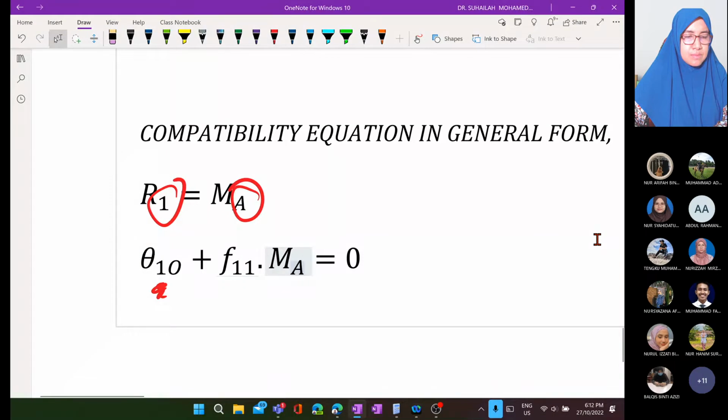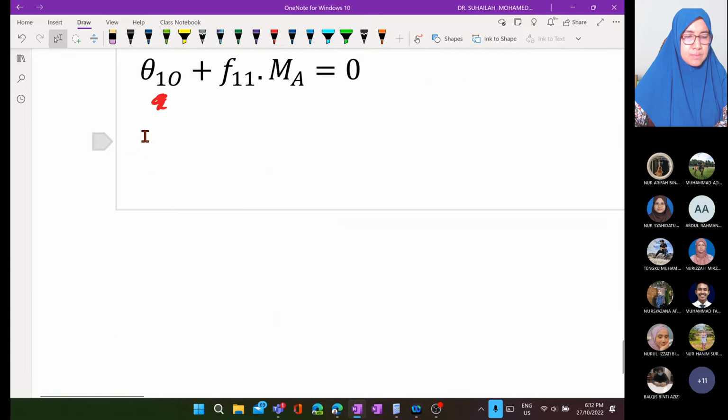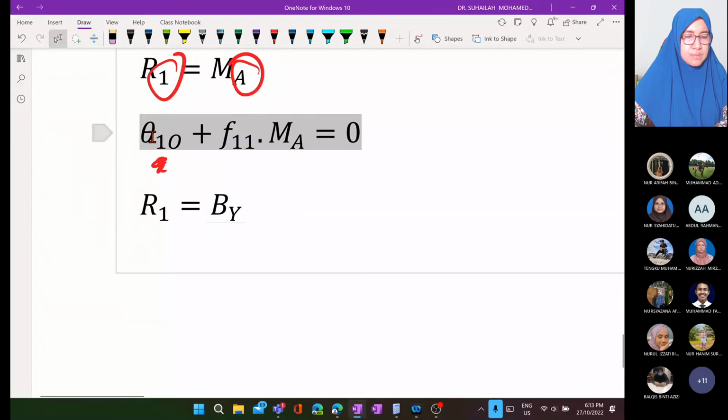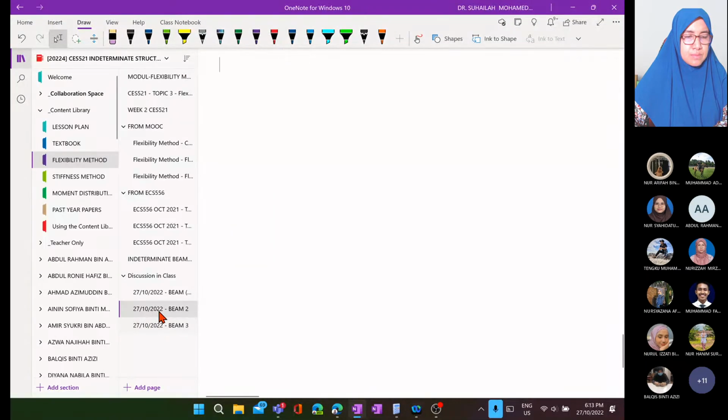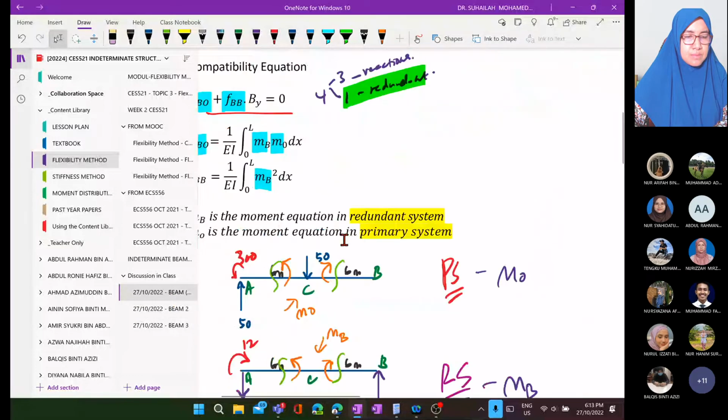MA is R1. Okay, if the redundant is BY, for example, this is B, this is Y. So what happened to the equation? We get, wait, I copy from the previous.